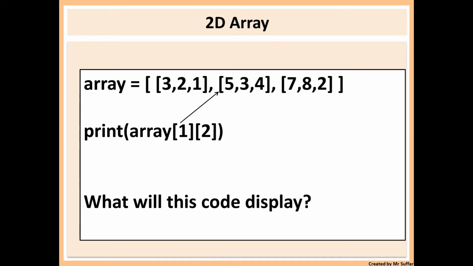Here we have another one. So we've got array on row 1. So row index 1, which is row 2, and then column 2. So column index 2, which is column 3, basically. So this will display number 4.